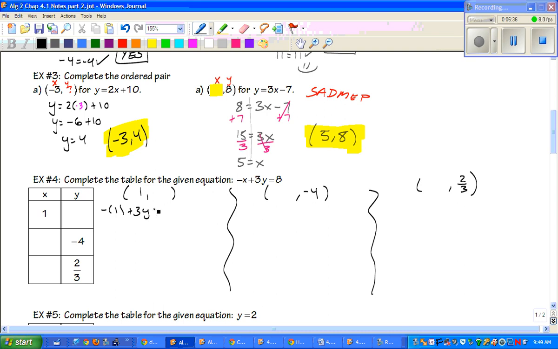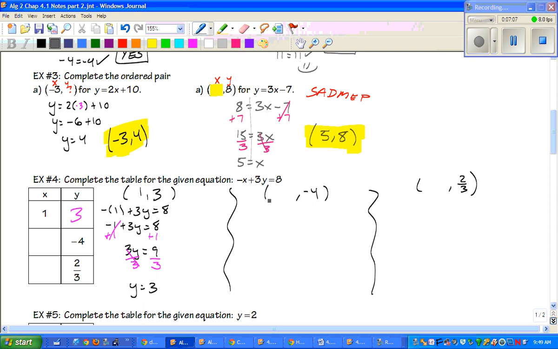Plus 3y equals 8. This first one turns to negative 1 plus 3y equals 8. We have to add 1 to both sides. You get 3y equals 9. Divide both sides by 3. We get y equals 3. So our point is 1 comma 3.